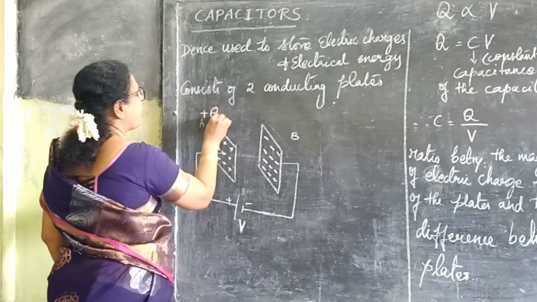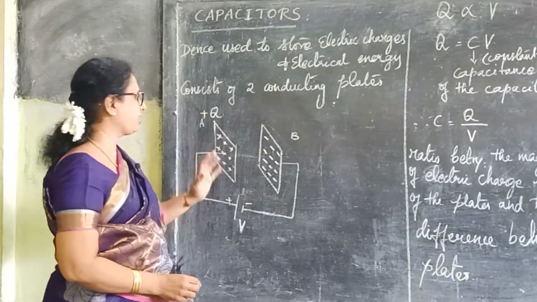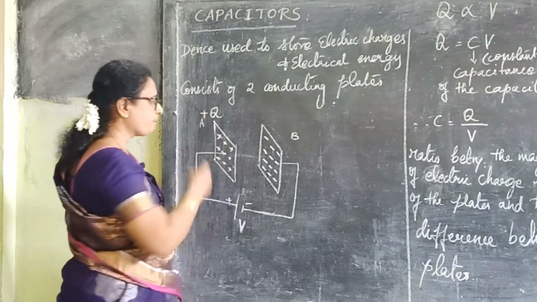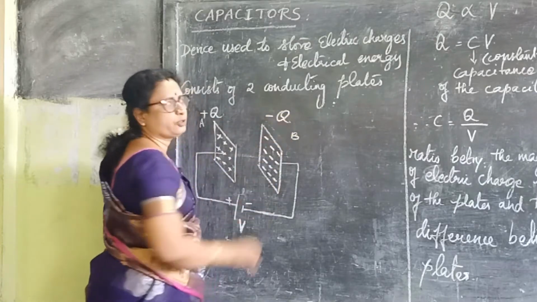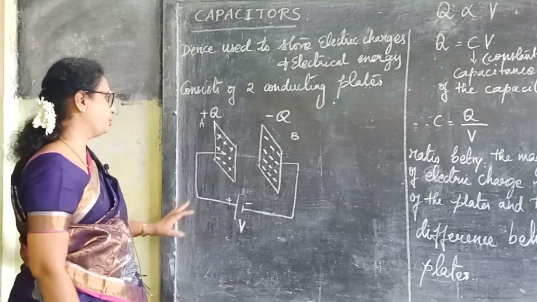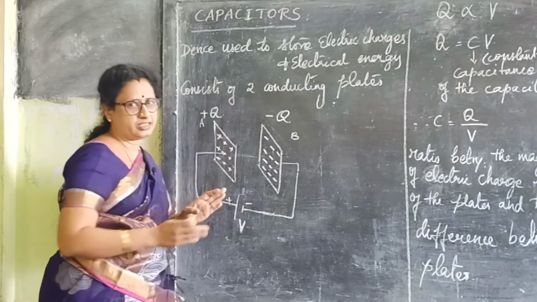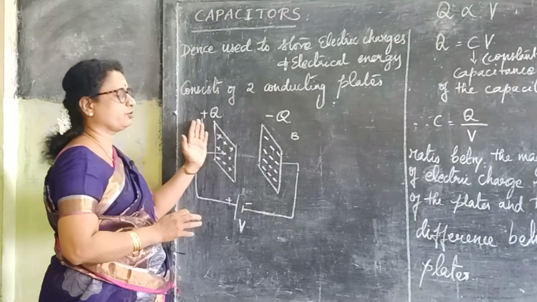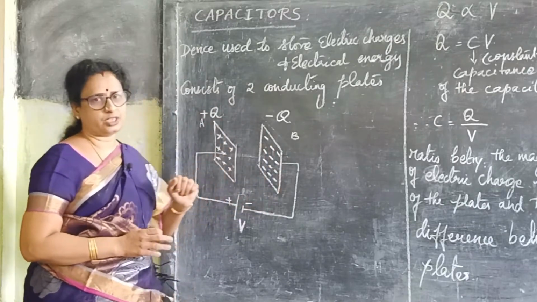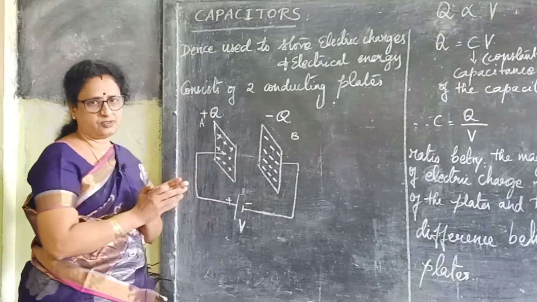So let us suppose plate A acquires positive charge plus Q. Plate B will acquire negative charge minus Q. So the magnitude of the charge will be the same, but A will acquire positive charge and B will acquire negative charge. So how long will this process take place?